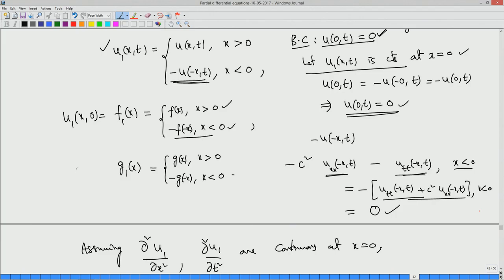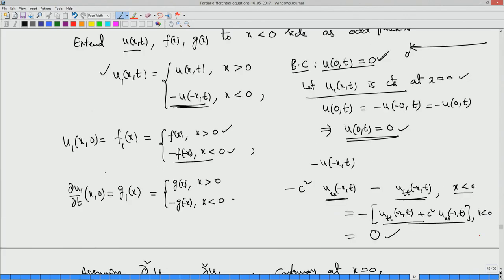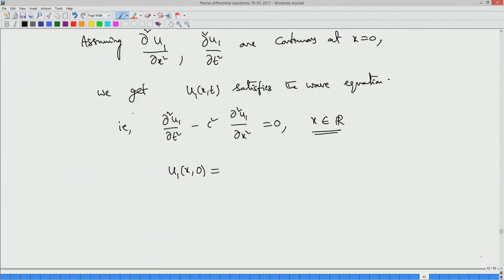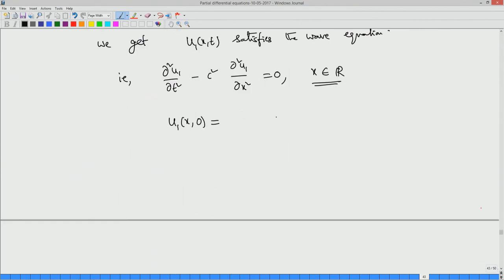And similarly, dou u1 by dou t at (x, 0) is g1(x). So, the time derivative of u1 is u_t at (x, 0), that is g(x) for x positive, minus u_t at (minus x, t) at t equal to 0, which is minus g of minus x. So, this is what it is. You have boundary data for every real x value. Now you have the data. So, you can write here u1 at (x, 0) is, now what is that function?